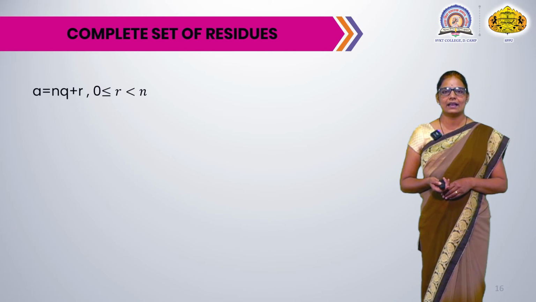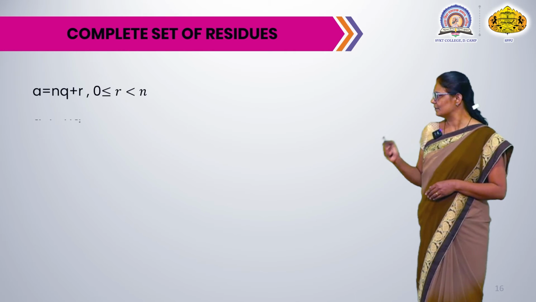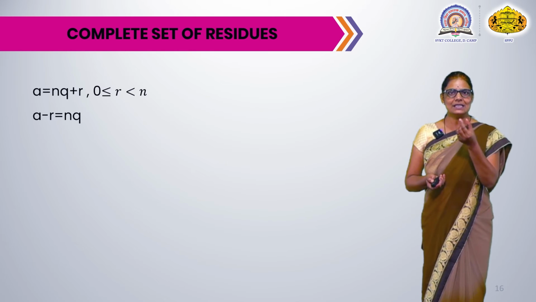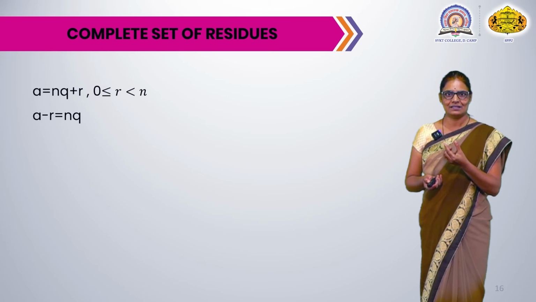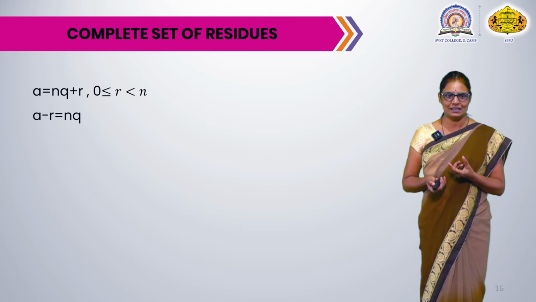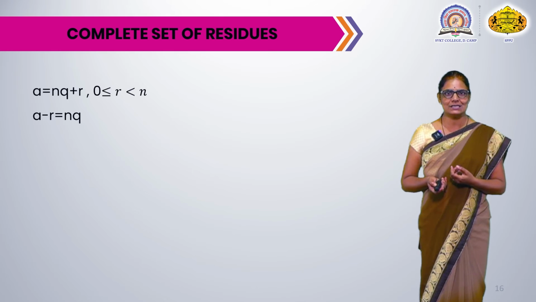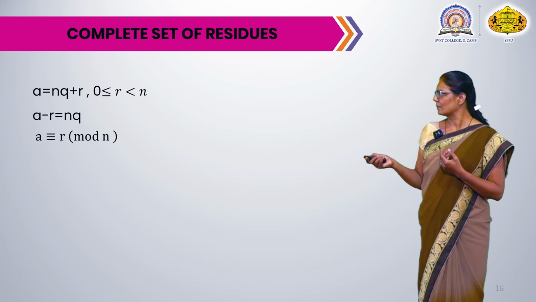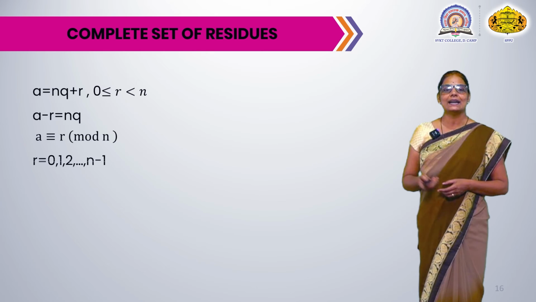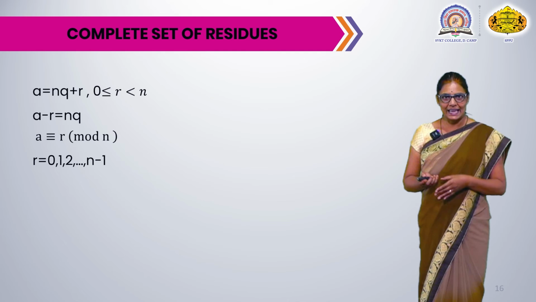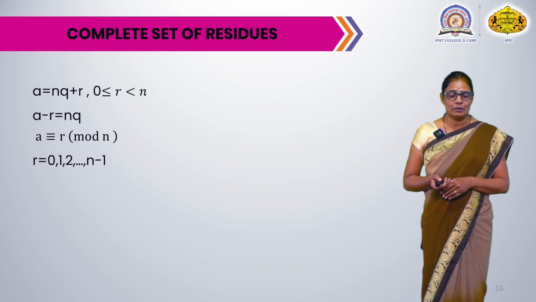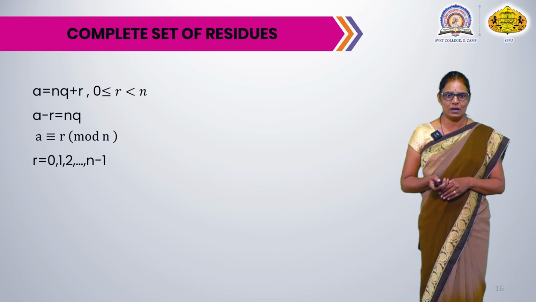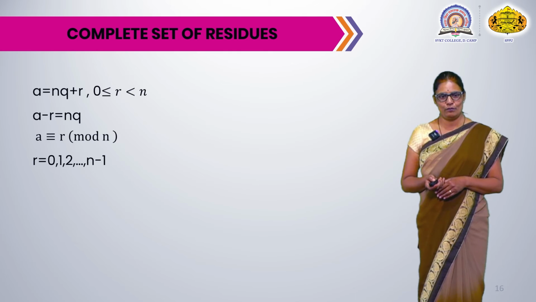Now a minus r can be written as n times q. So this difference is a multiple of n. And so, by the definition of congruence, a is congruent to r modulo n. But we know that 0 is less than or equal to r, which is less than n. So there are only n possible values of r, and those values are 0, 1, 2, up to n minus 1.